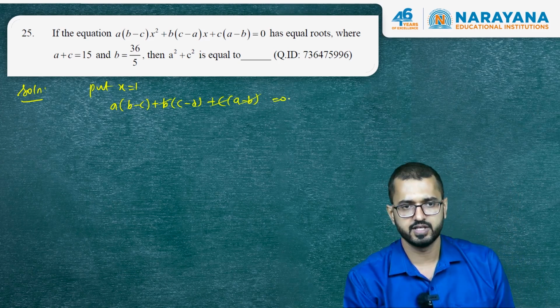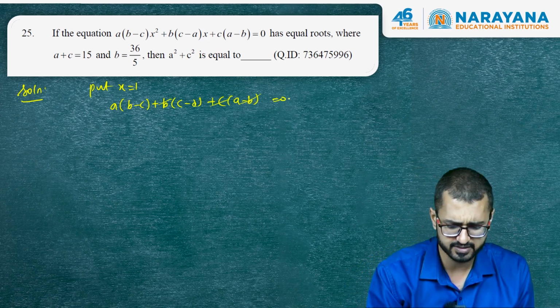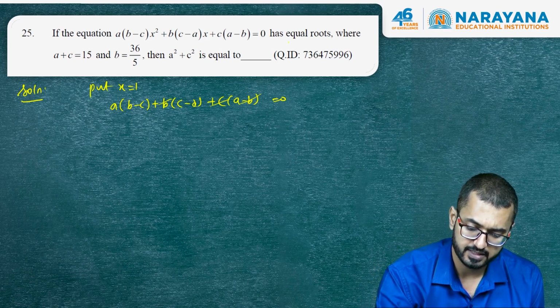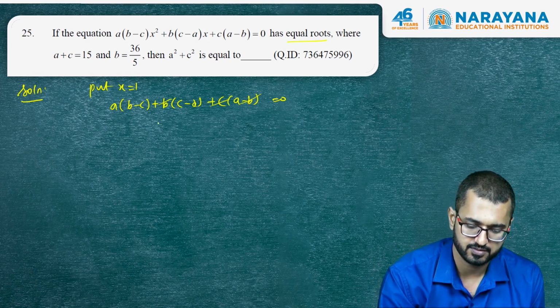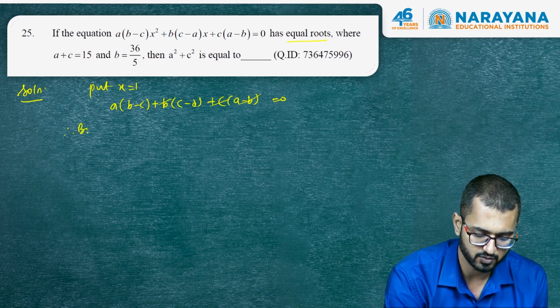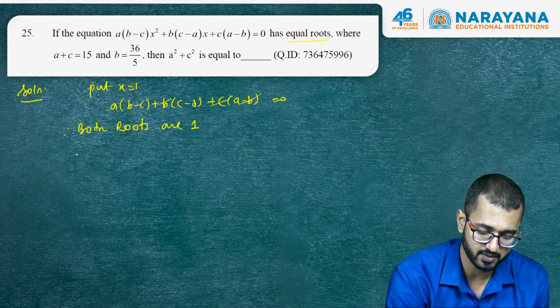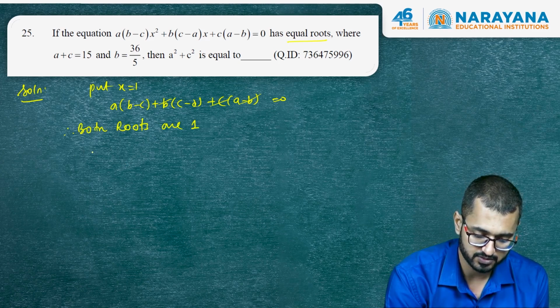It means x is equal to 1 is one of the roots. So x is equal to 1 is one of the roots, and it's saying that it has equal roots. That means both roots are 1. So yes, we are done now. So both roots are 1. That means we can write down the sum of the roots. So the sum of the roots is going to be what?